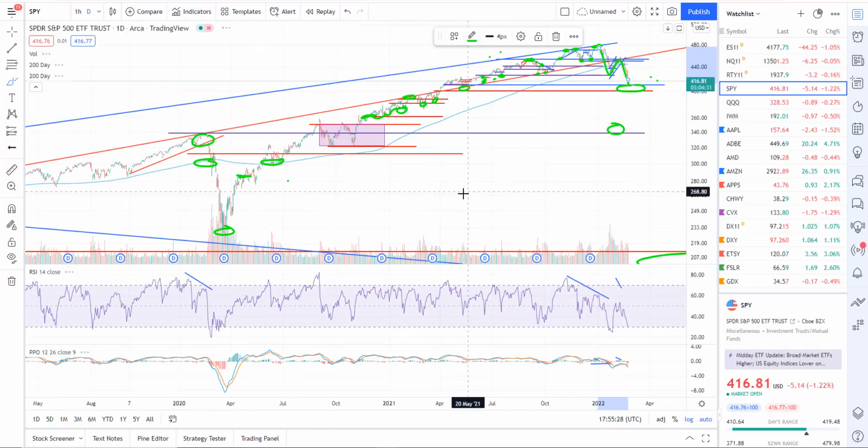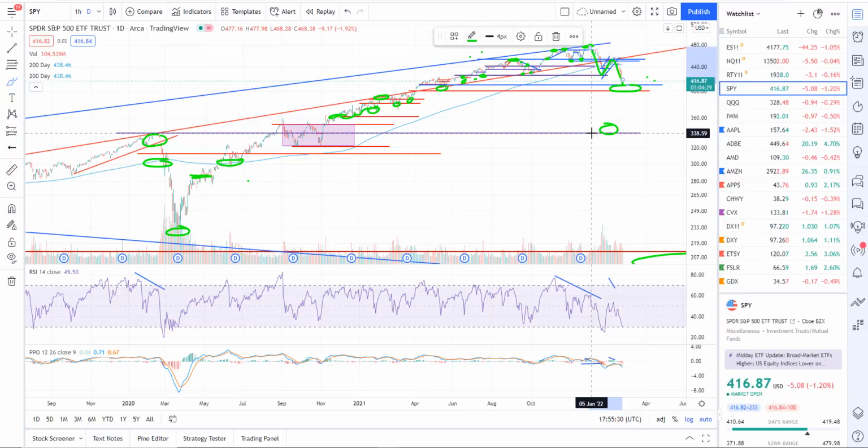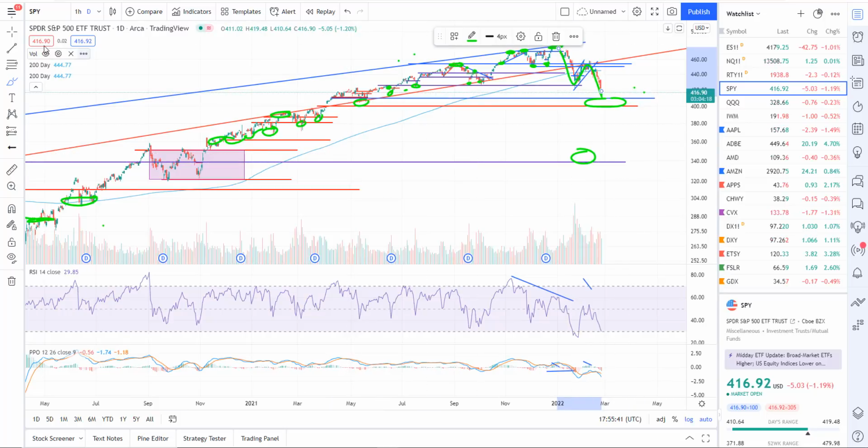Next level of support, I'm looking for a potential move all the way down to this 338, 339 area. That's kind of your pre-COVID highs right before COVID hit. I think that's the target right now for this first leg down and what I'm considering to be the start of a bear market. Now, why do I think it's the start of a bear market?